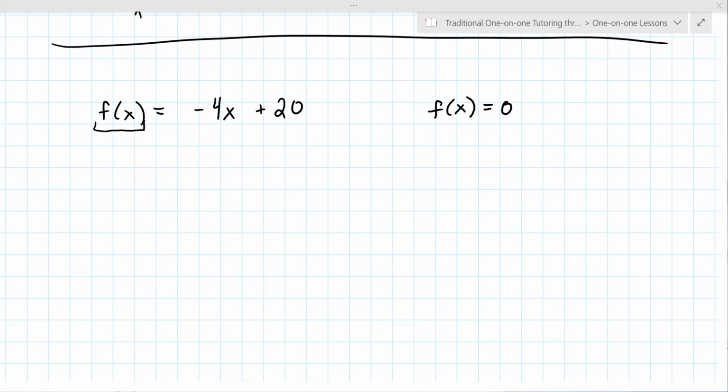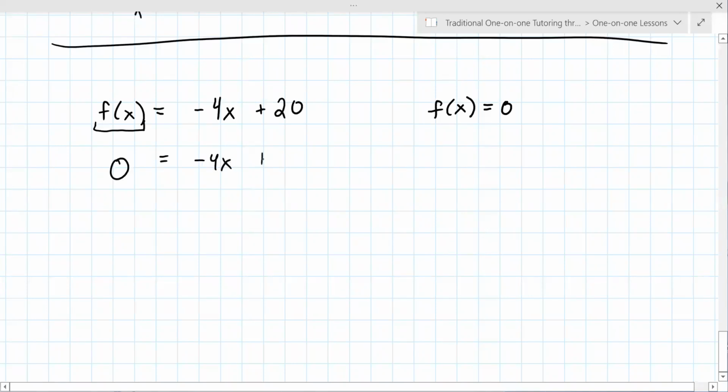F of x. Okay, so for f of x right there, you should... You should add both sides by 20. No. I'm asking you, what do you set f of x equal to? I'm telling you over here on the right, though. 0. So 0 equals minus 4x plus 20. So I want you to solve. Now you should add both sides by 20.